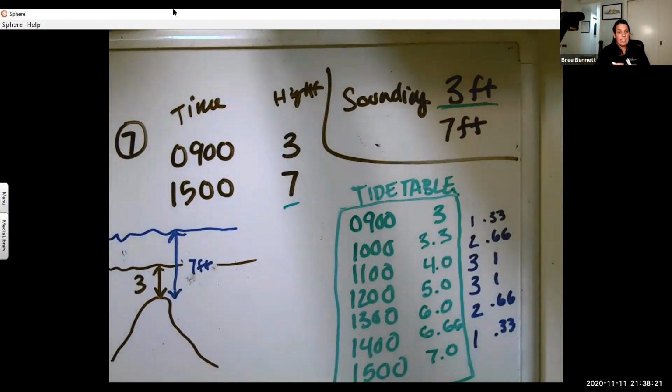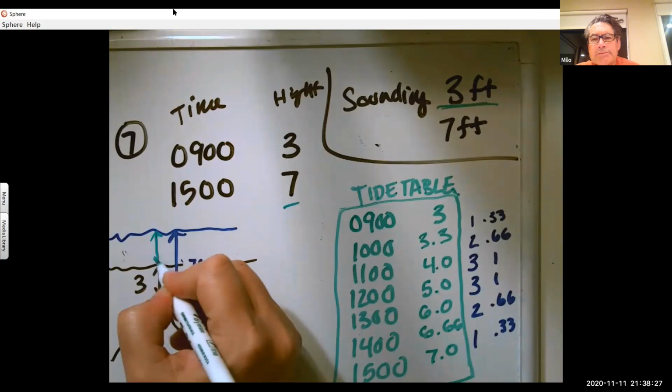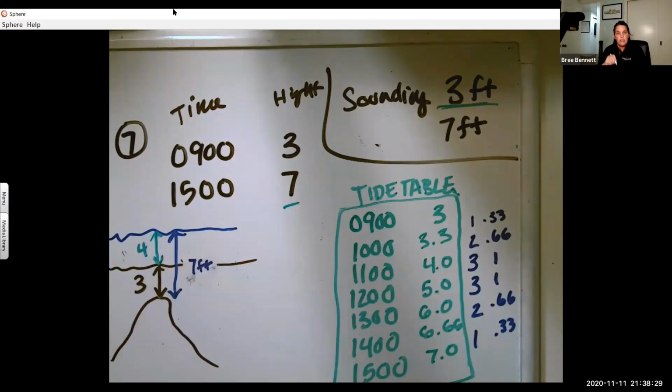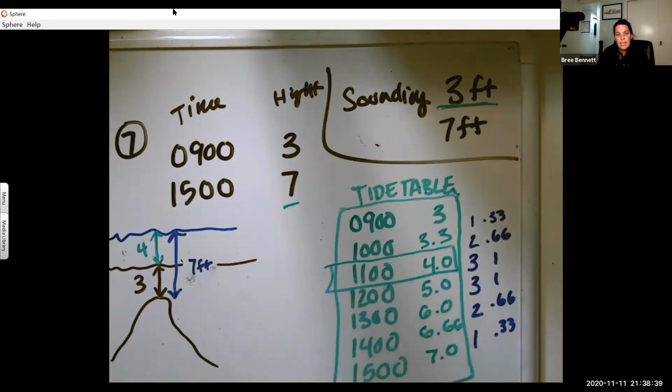So what does my tide need to be? 4 feet at minimum. Minimum of 4 feet. 4 feet or higher. So the earliest time that I can make safe passage would be my 11 o'clock. Anytime after 11 o'clock, I'll have more water.